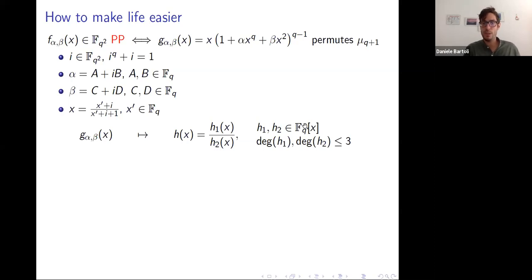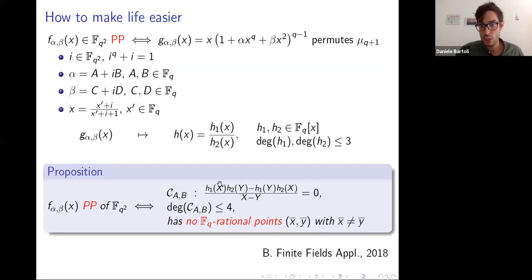Now, we saw the connection between permutation polynomials and algebraic curves, but there is also basically the same connection between permutations of rational functions and algebraic curves. And so to this H, you can associate a certain curve, which has very low degree, at most 4. And the connection is the following. Your starting polynomial f_{alpha,beta} is a permutation of F_{q^2} if and only if this curve, which is attached to your guy here, has no F_q-rational points apart from those possibly on the line x equal to y. So formally it's the same connection, but now the degree of this curve C is 4, and the degree of f was roughly q squared.